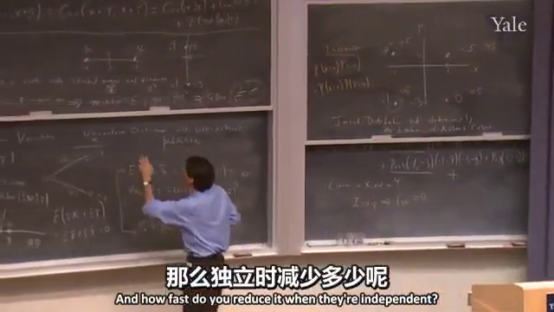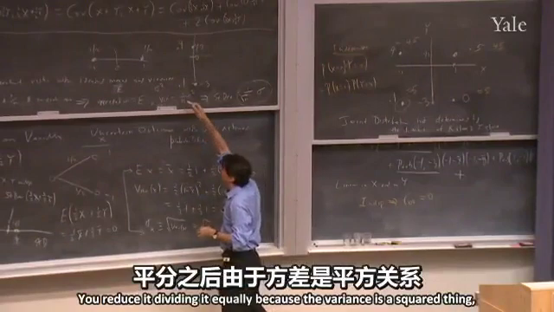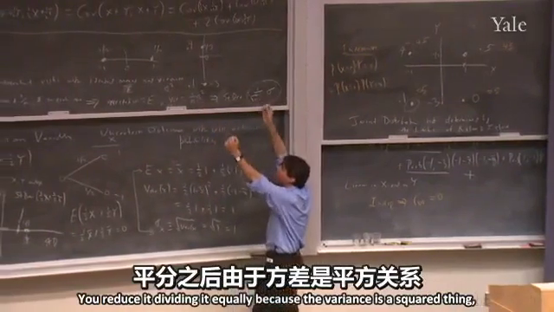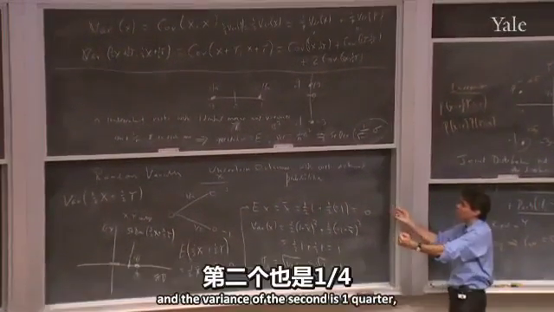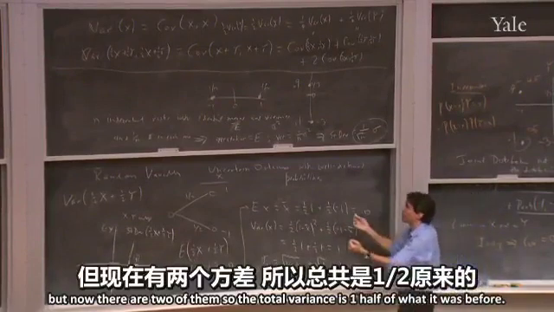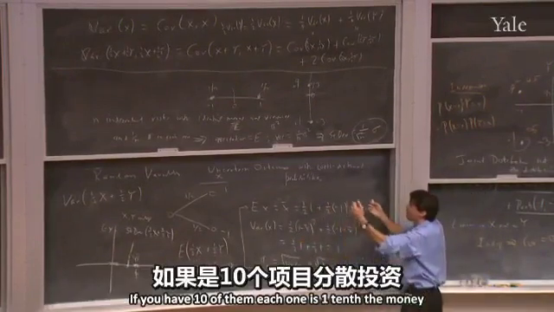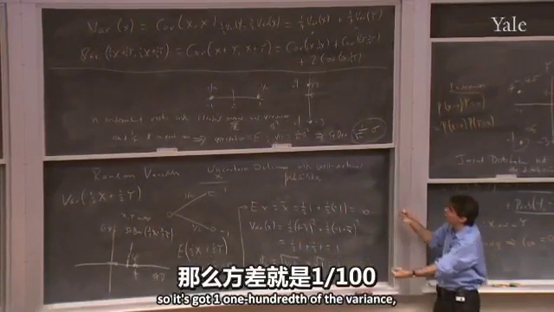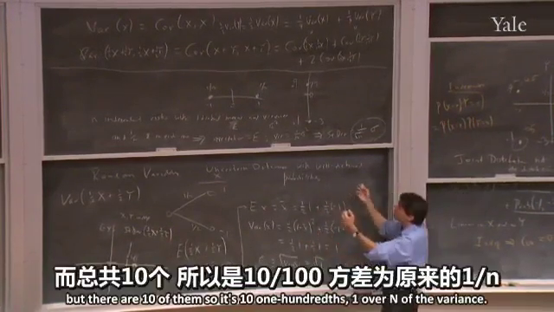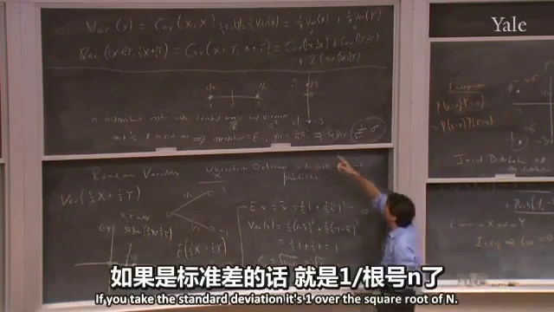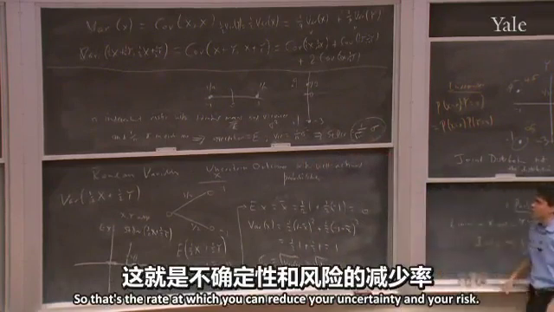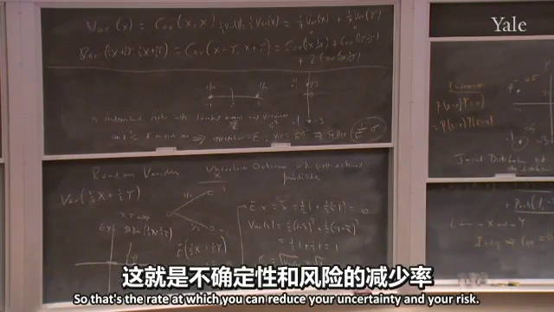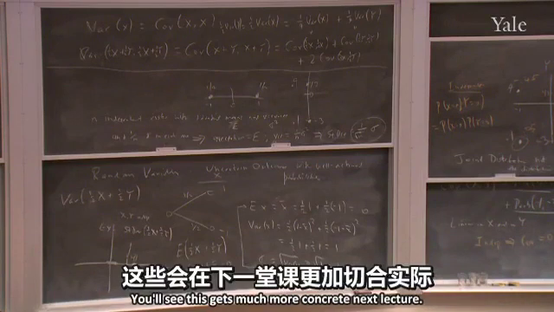And how fast do you reduce it when they're independent? You reduce it by dividing equally, because the variance is a squared thing. Half your money in one and half in the other means the variance of the first is a quarter, and the variance of the second is a quarter. But now there are 2 of them, so the total variance is half of what it was before. If you have 10 of them, each one is a tenth of the money, so it's got 1/100th of the variance. But there are 10 of them, so it's 10/100ths, 1 over n of the variance. If you take the standard deviation, it's 1 over the square root of n. So that's the rate at which you can reduce your uncertainty and your risk. You'll see this get much more concrete in the next lecture.